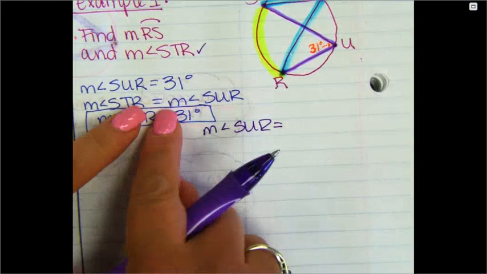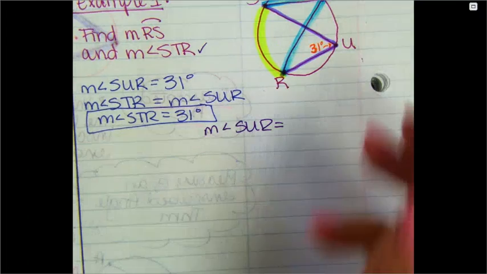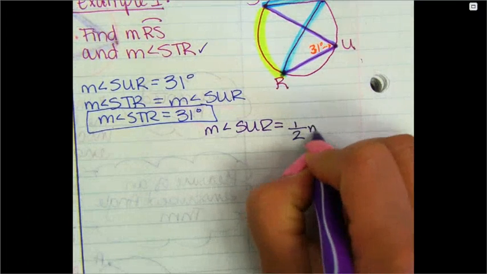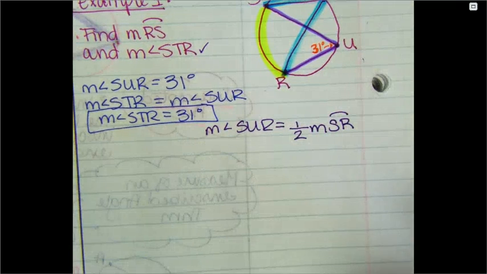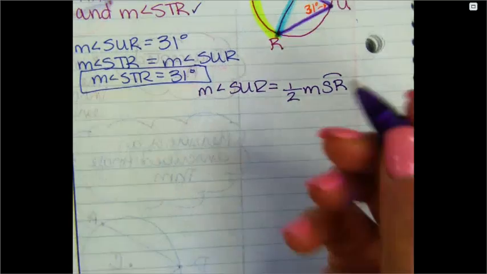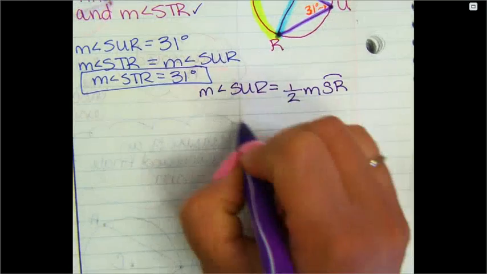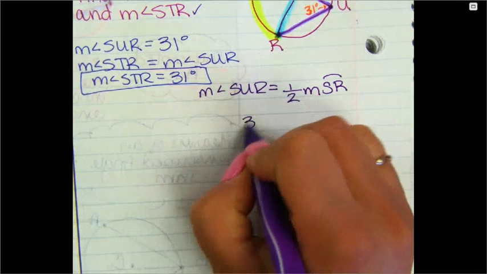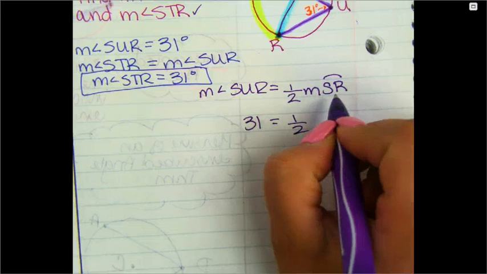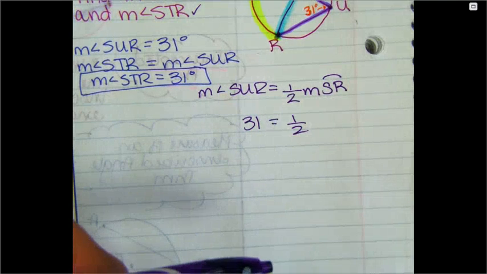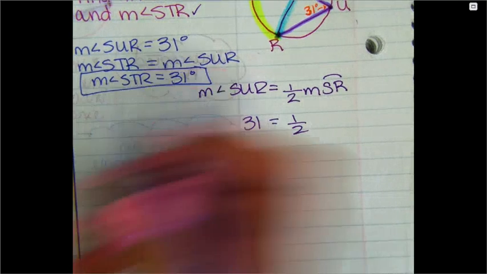I already did that part. Half of the measure of arc SR. Does it matter which way I label it? Not really. Okay, what's this angle? You told me already. How much is it? 31 equals 1/2. Do you know what the measure of arc SR is? When you don't know it, what do you call it? Okay.